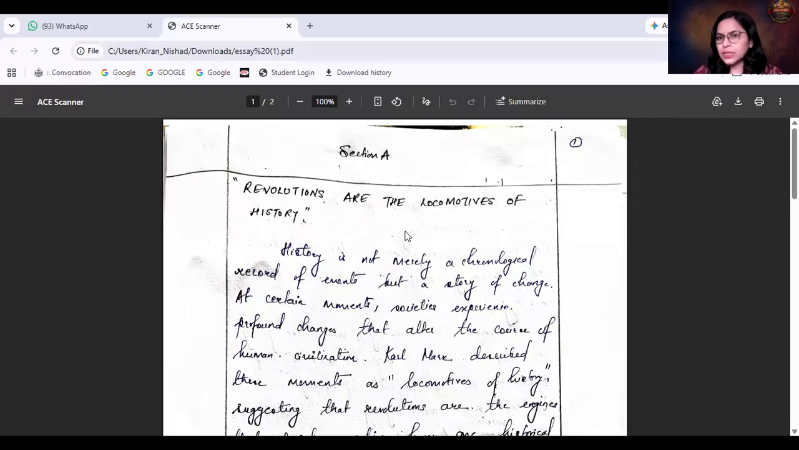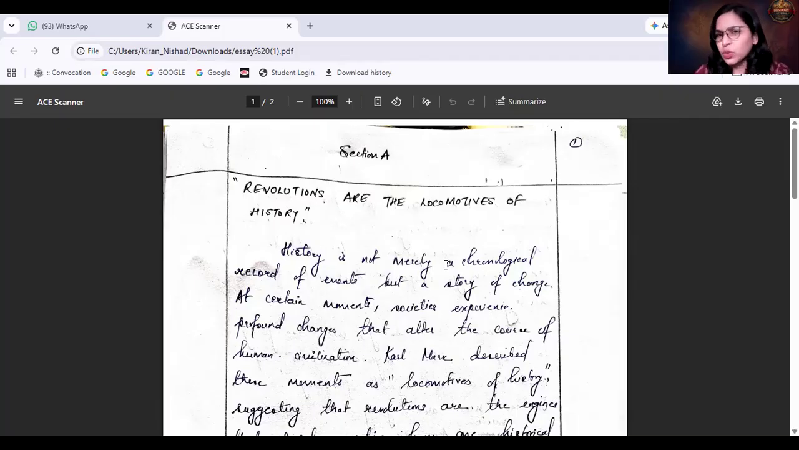Okay. So this is an essay written by me last year when I was giving my mains, 2025. The topic is: revolutions are the locomotives of history. Since my optional was history, I chose a topic from history. So the topic is revolutions. We all know revolutions. There are so many revolutions: French Revolution, American Revolution. So revolutions are the locomotives, the engines of history. By the way, this statement is from Karl Marx. Through this essay, I'm going to explain how to write an introduction.